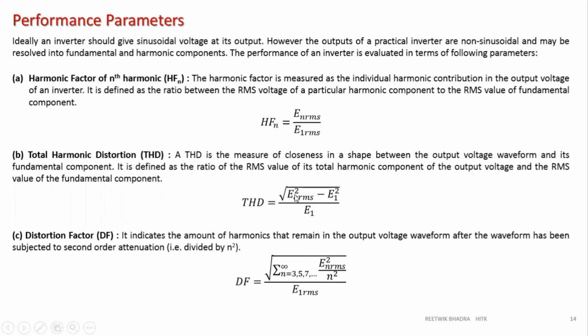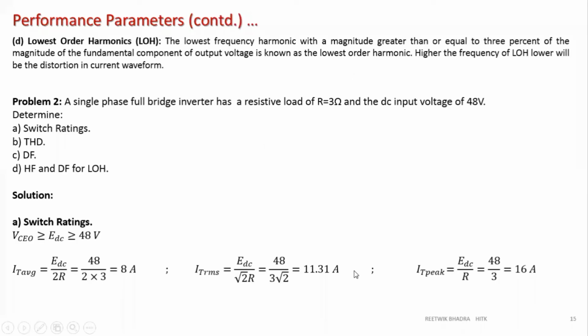THD is the square root of E0 square RMS minus E1 square RMS, over E1 RMS, and DF is this formula. We will apply these formulas in the problem. I have taken a simple problem: a full bridge converter with an R load of 3 ohms and a DC input voltage of 48 volts. We need to determine the switch ratings, the THD, the DF (distortion factor), and the harmonic factor and distortion factor for the lowest order harmonic, which is obviously the third harmonic.